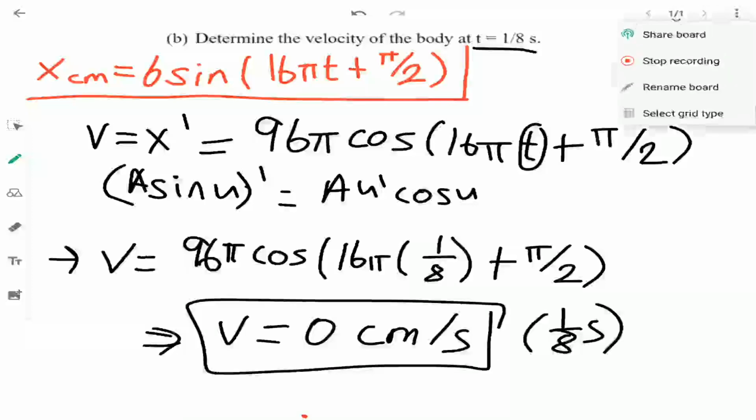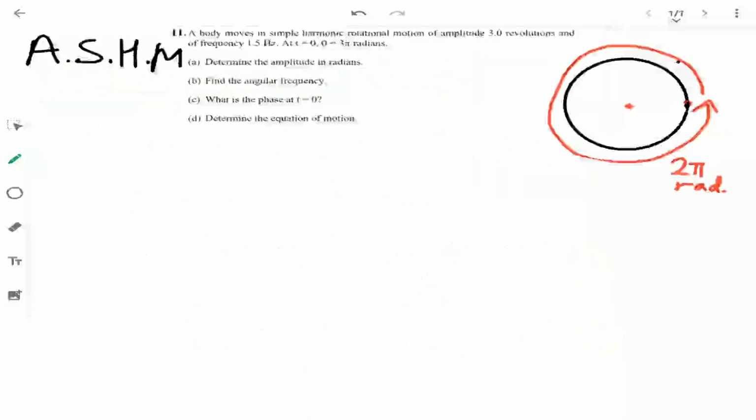Okay, let's start with number 11. A body moves in simple harmonic rotational motion of amplitude 3 revolutions and frequency 1.5 Hz. At t equals 0, theta equals 3 pi radians. Part A. Determine the amplitude in radians. B says find the angular frequency. C says the phase. And D says what's the equation of motion.